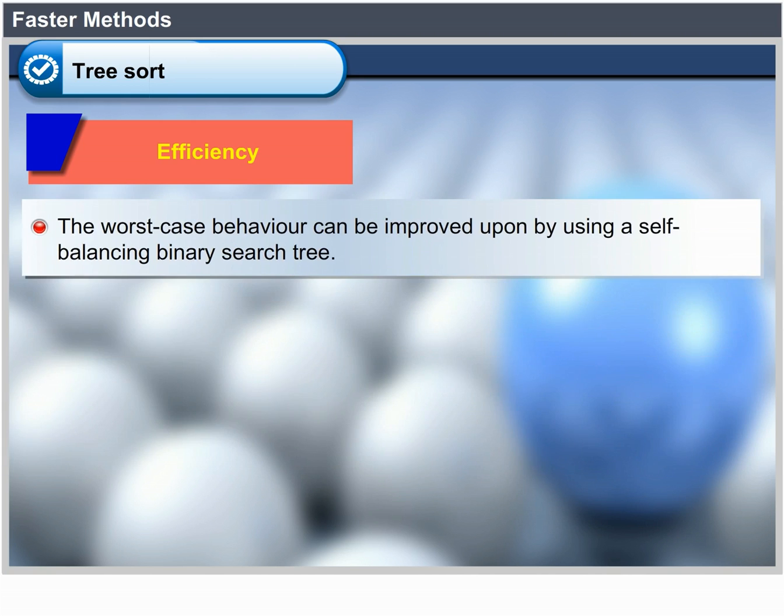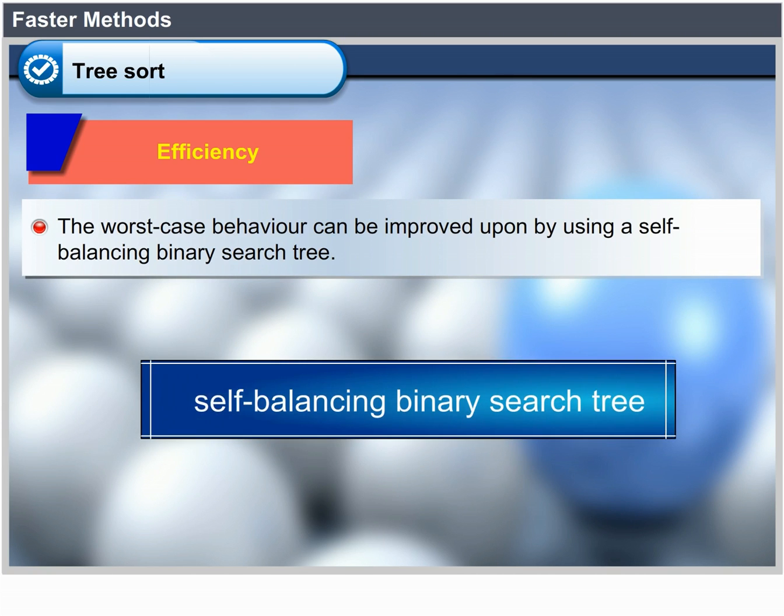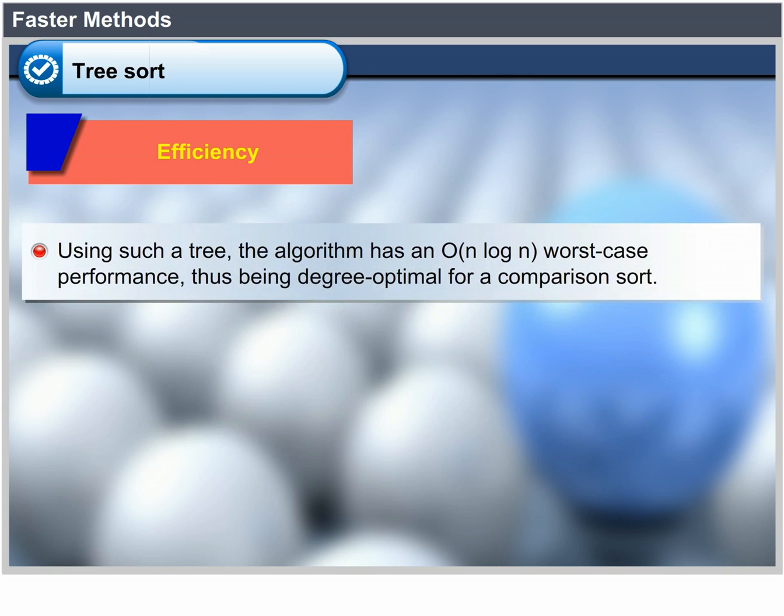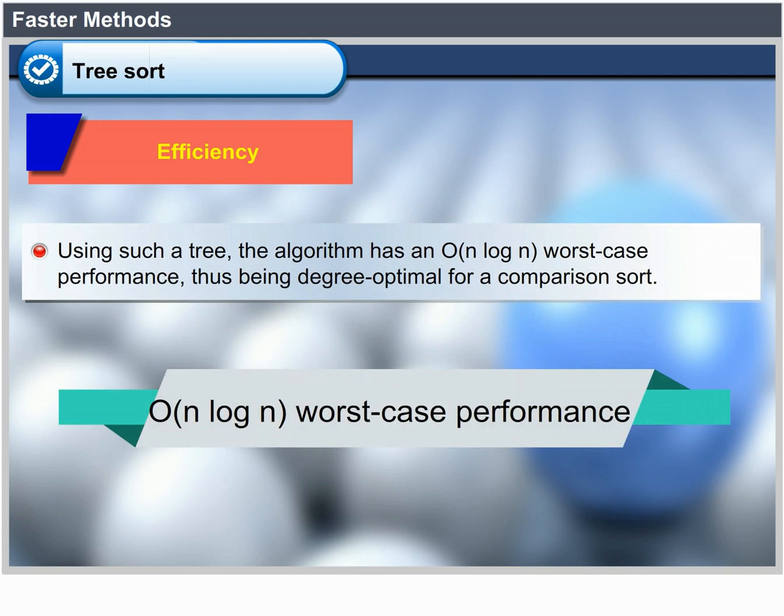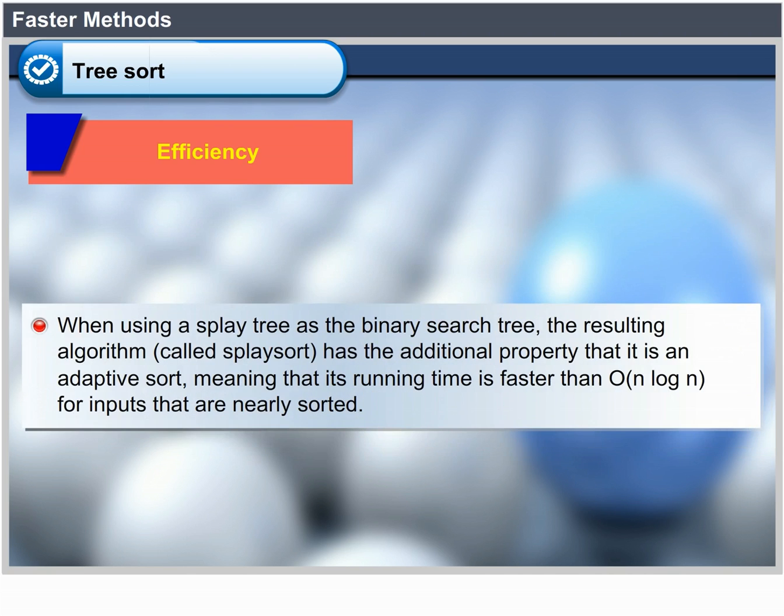The worst case behavior can be improved upon by using a self-balancing binary search tree. Using such a tree, the algorithm has an O(n log n) worst case performance, thus being asymptotically optimal for a comparison sort. When using a splay tree as the binary search tree, the resulting algorithm, called splay sort, has the additional property that it is an adaptive sort, meaning that its running time is faster than O(n log n) for inputs that are nearly sorted.